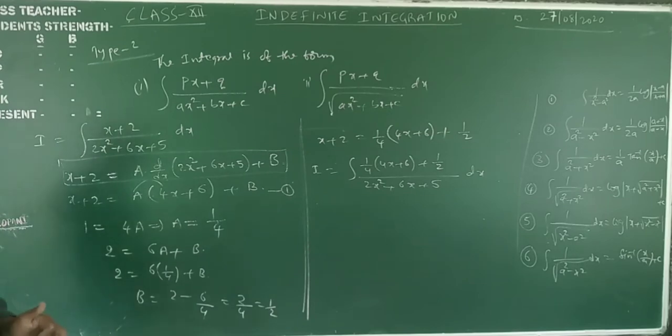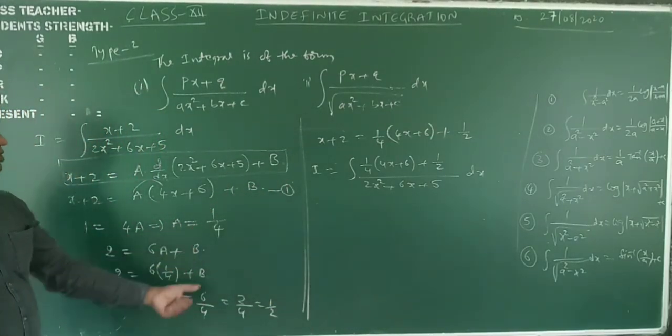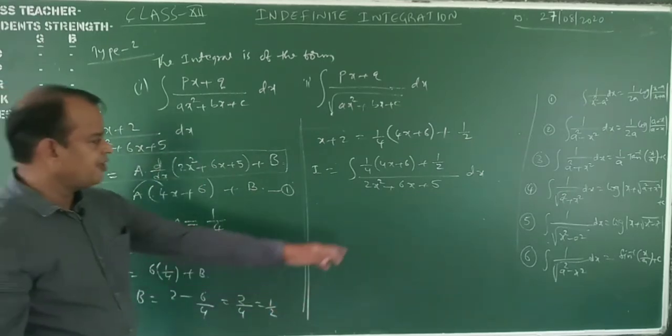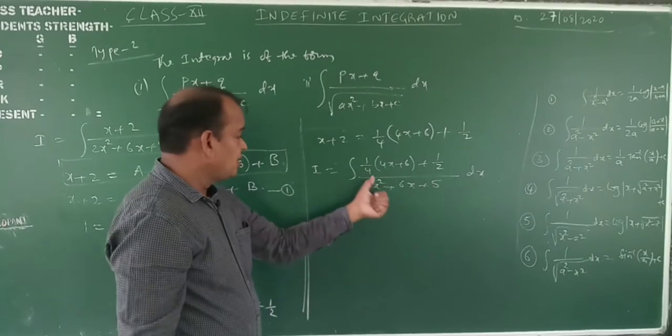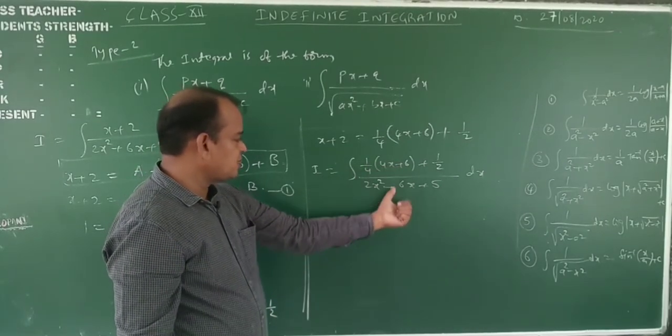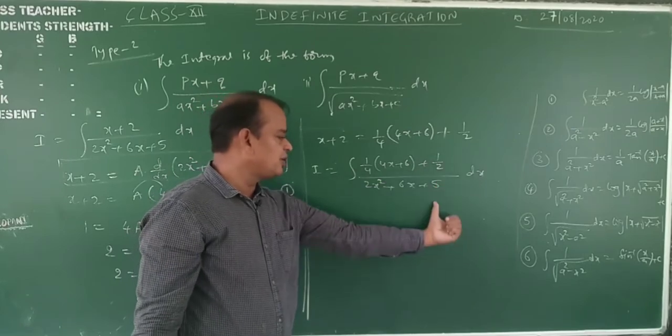The numerator is equal to a times the derivative of the denominator quadratic expression plus b. By using that, you will find the values of a and b, substitute and write. Now there is a plus in between. This is one term, this is one term, with a plus as the separation. Here 1 by 4 is the constant, and here 1 by 2 is the constant.